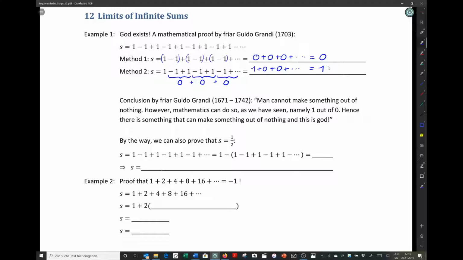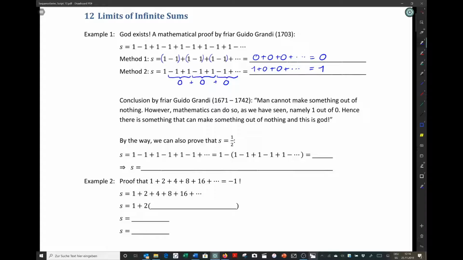And now comes the conclusion drawn by this Friar Guido Grandi. Well, man cannot make something out of nothing. However, mathematics can do so, as we have seen, because we made out of S being 0, suddenly S being 1. Hence, there is something that can make something out of nothing, and this is God.